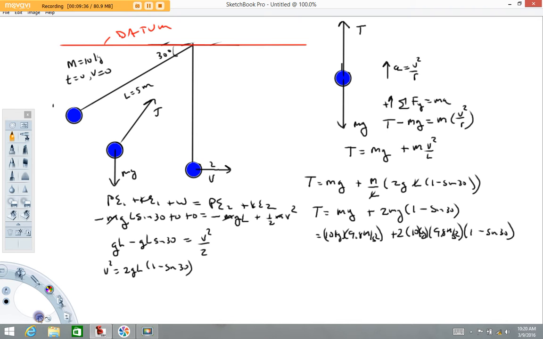I got 196 newtons out of that. Hopefully I ran that right. Just a quick little observation here. If it were just sitting static, it would be 10 times 9.8, so 98 newtons. So, about double that. I think that probably sounds about right for this problem.